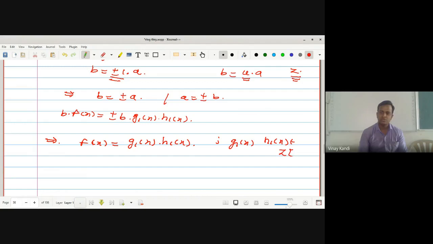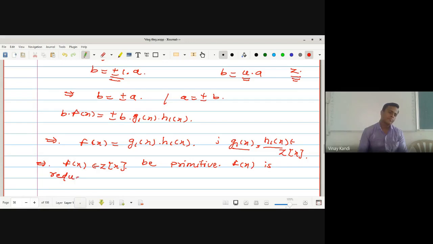where g1 of x and h1 of x belong to Z of x. Okay, now the coefficients of g1 and h1 are not in quotient form, their denominator is 1. Okay, hence it implies if f of x belongs to Z of x, primitive, and if f of x is reducible over Q, it implies f of x is reducible over Z.